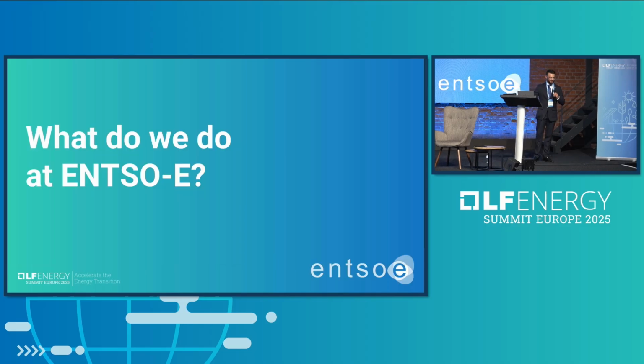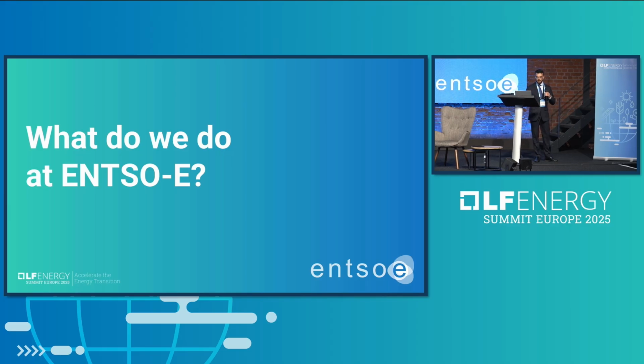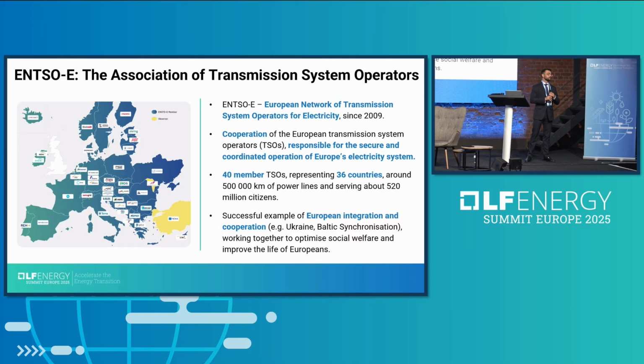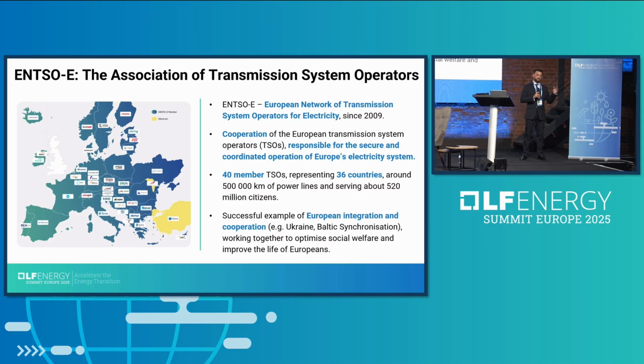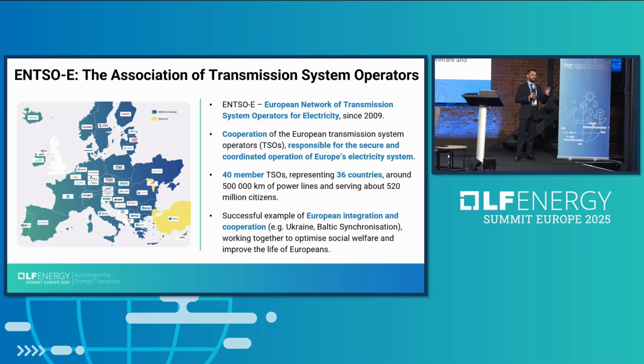But what is ENTSO-E? For those not familiar with ENTSO-E, maybe coming from abroad, from North America or other continents, just know that ENTSO-E is the Association of Transmission System Operators in Europe that has 40 members in 36 countries. And it is an example of collaboration and integration at European level with success stories like the Ukrainian grid integration and the Baltic synchronization.